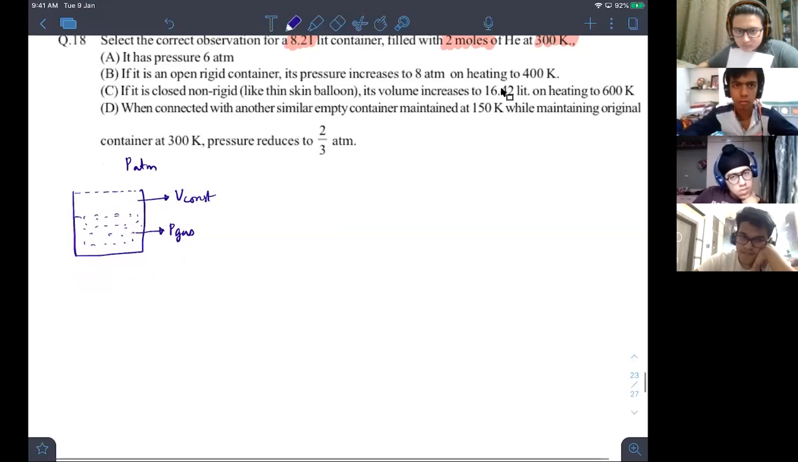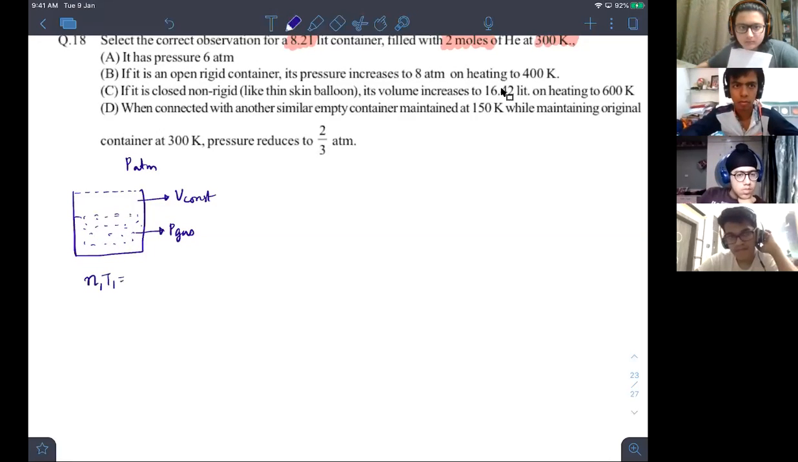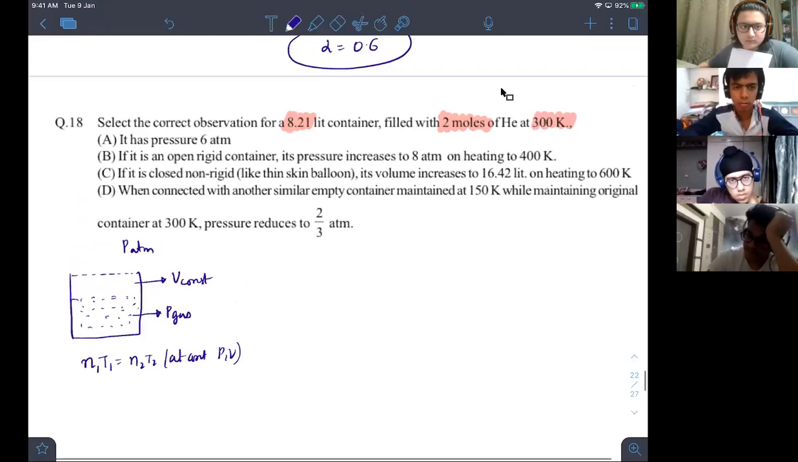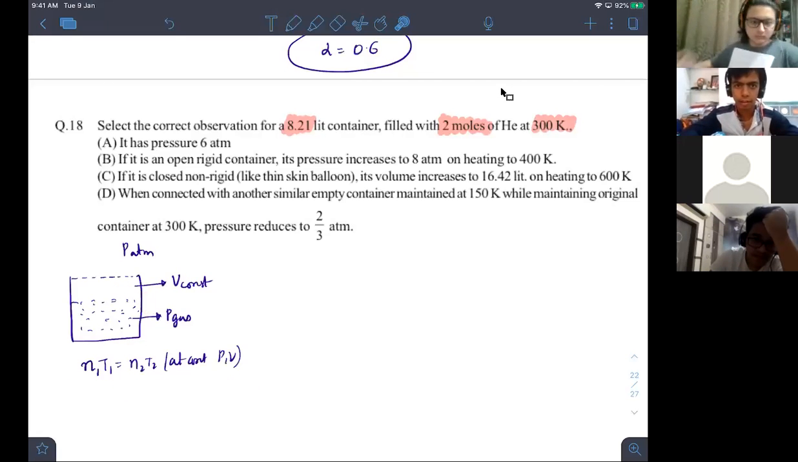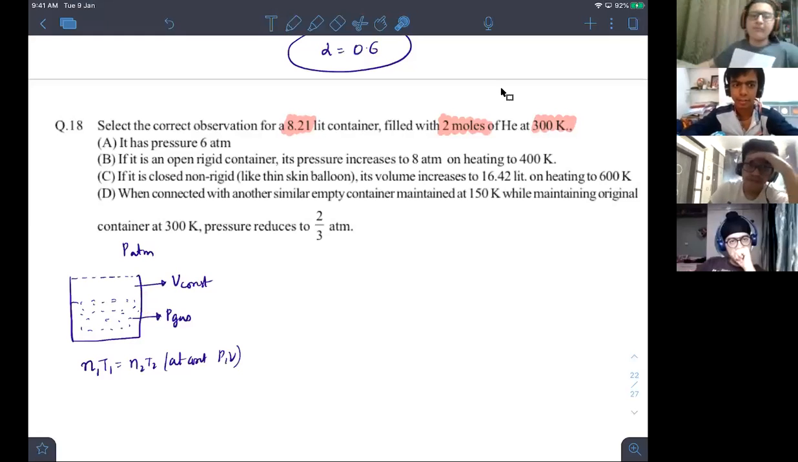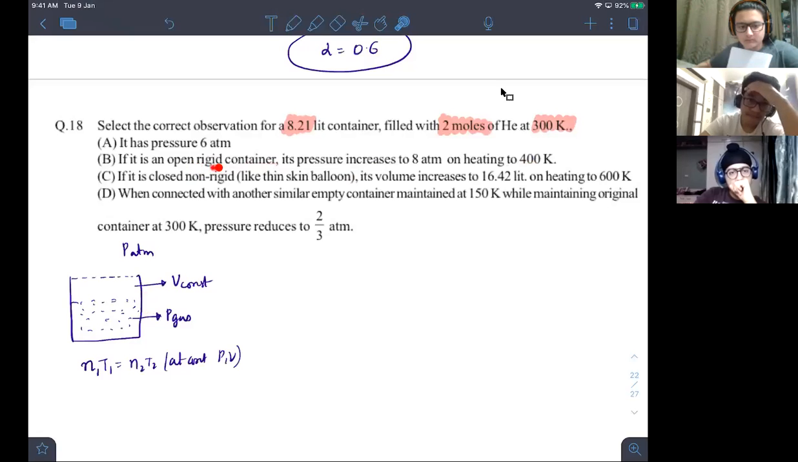Always remember, in open container cases, you will use this formula: N1T1 is equal to N2T2 at constant pressure and volume. This is the open container case always. A lot of questions have come in JEE Mains which are of open container cases. You just have to apply this, where the volume is constant and pressure is constant. So tell me, is the second statement correct? Because if it is an open container, does the pressure change here? No, right? Pressure would remain constant. Only the number of moles are changing. Understood?